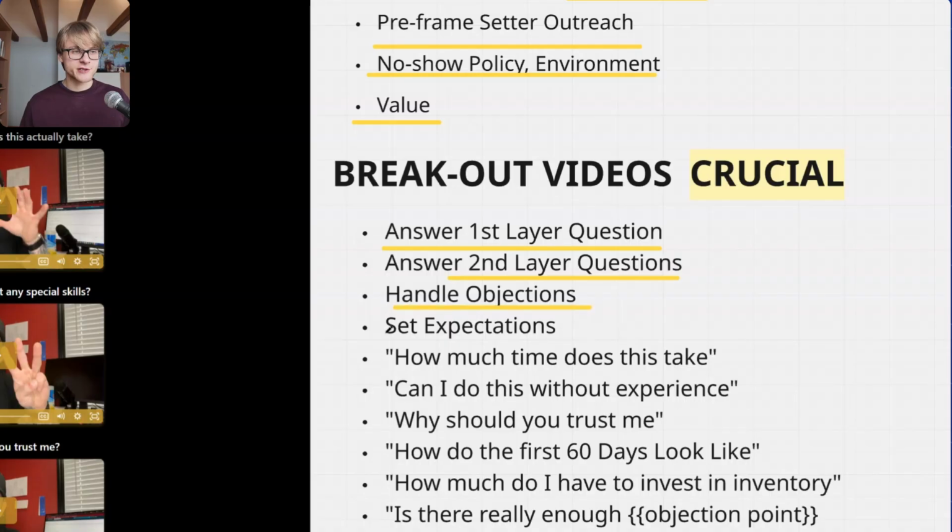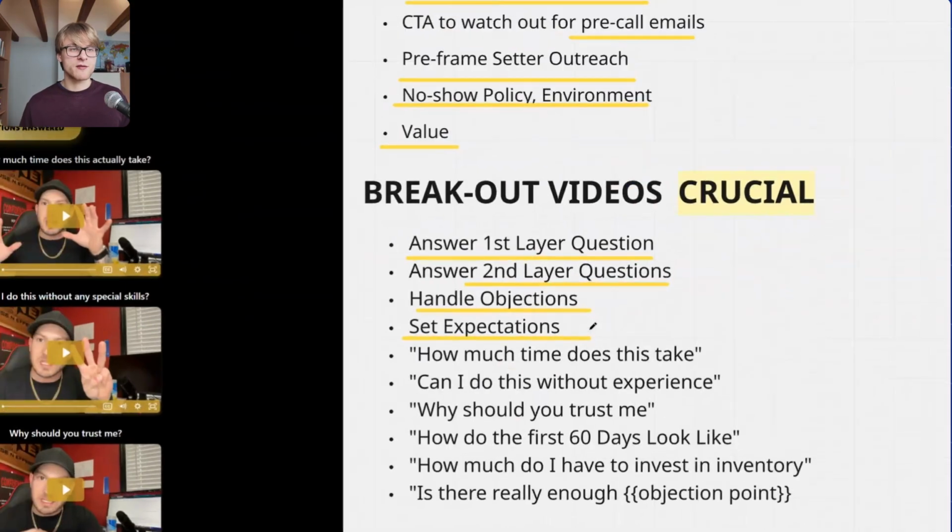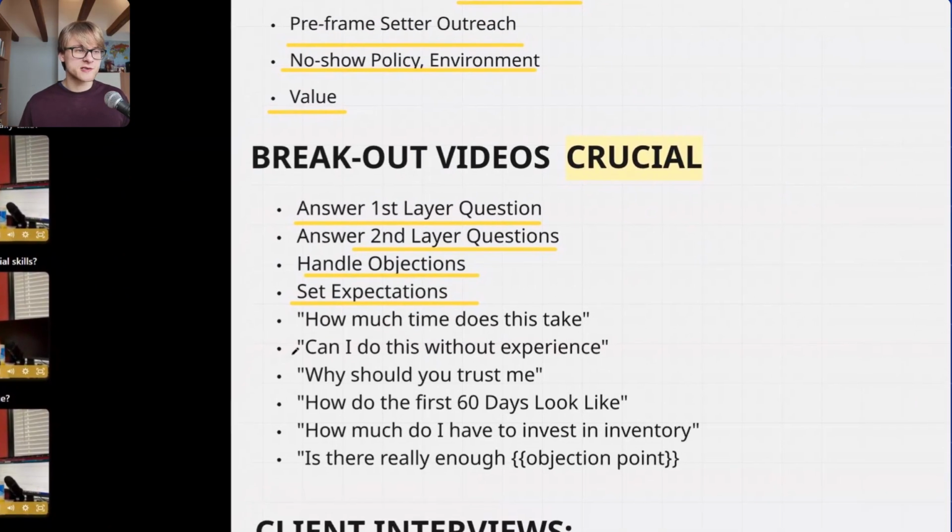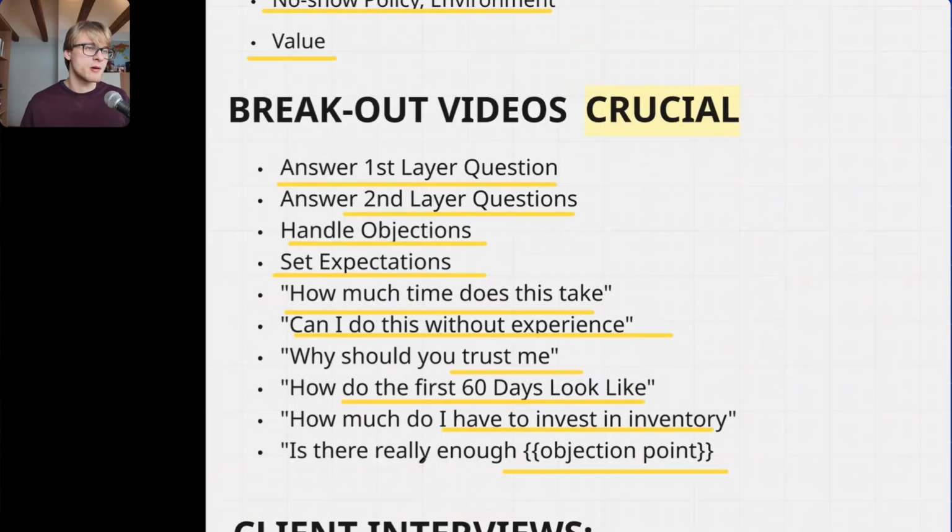We handle objections, we set expectations, and stuff could be basically, how much time does this take? Can I do this without experience? Why should you trust me? How do the first 60 days look like? Expectations. How much do I have to invest? Objection. Is it really enough? And then let's say demand on Amazon, for example.